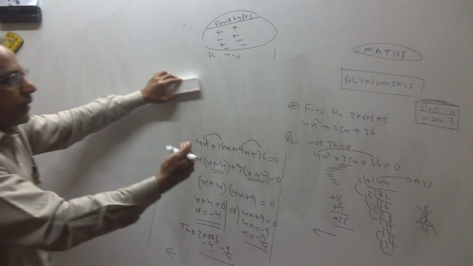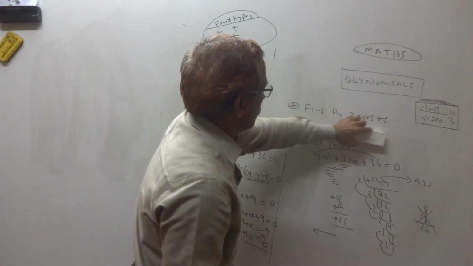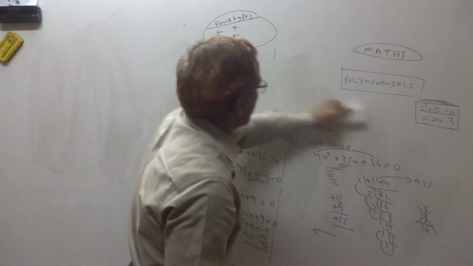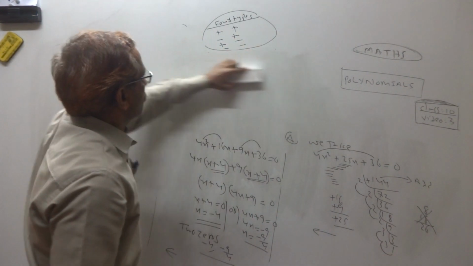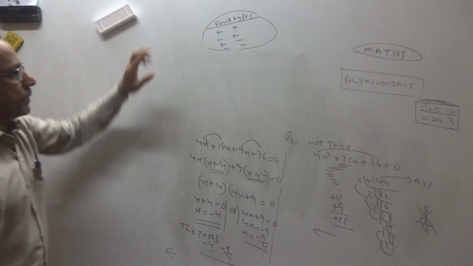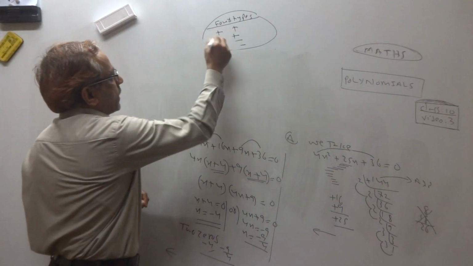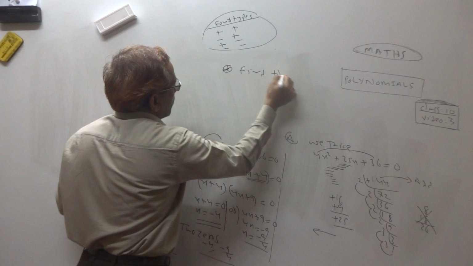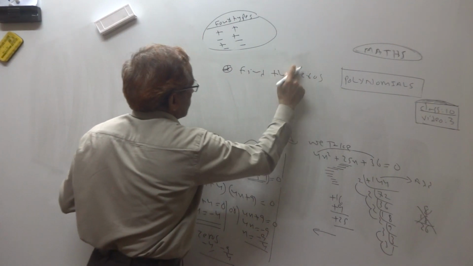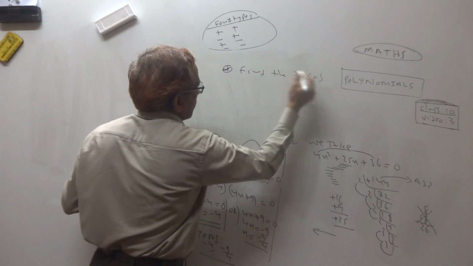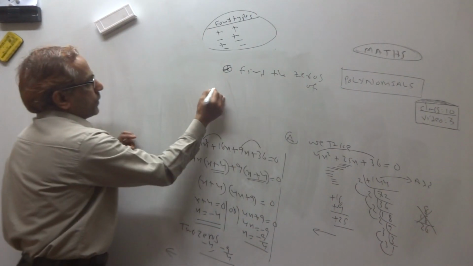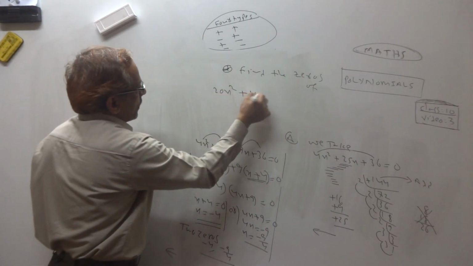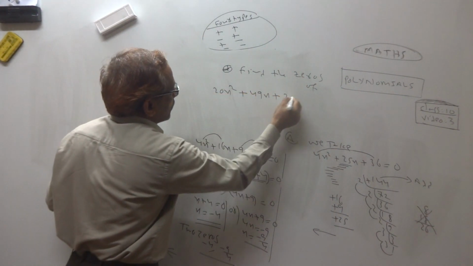So still we are doing the first type only. So you see more cases. We have 4 types of questions: plus plus, minus plus, like that. So I am doing more examples. Find the zeros of, yes, please see, 20x square plus 49x plus 30.